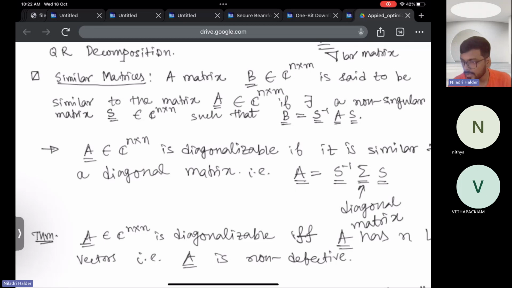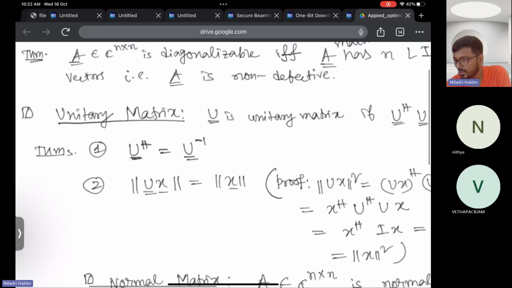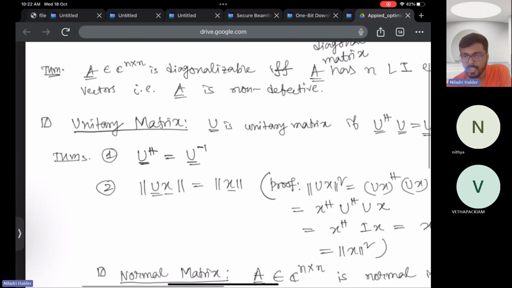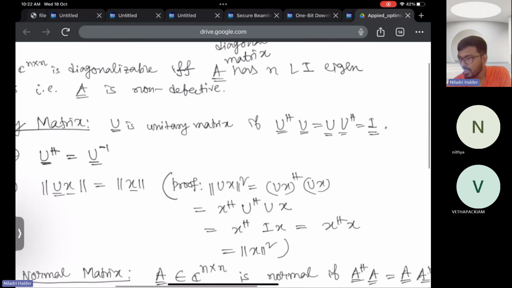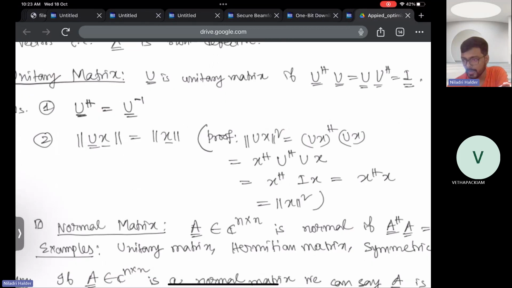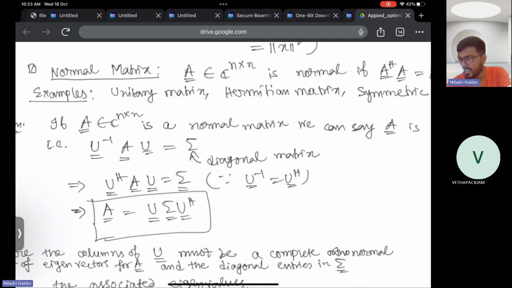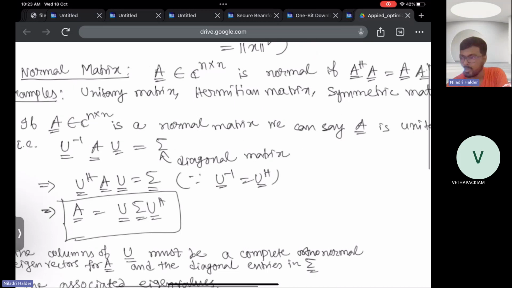So a matrix B is said to be similar to the matrix A if B is equal to S inverse sigma S, where sigma is a diagonal matrix. Okay, so that is the definition. And U is a unitary matrix if U Hermitian U is equal to U U Hermitian is equal to the identity matrix. So that means its inverse is its Hermitian, and the norm of UX equals the norm of X. Then the normal matrix definition: A is a normal matrix if A Hermitian A is equal to A A Hermitian.